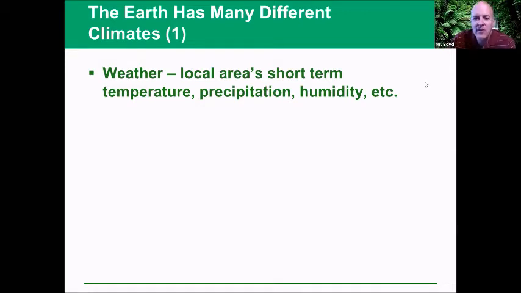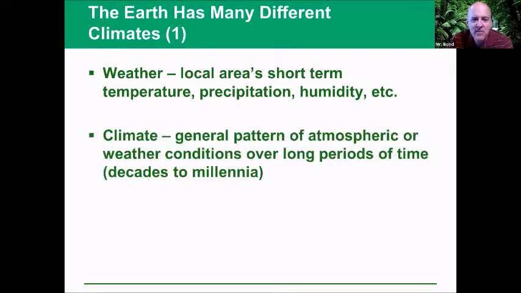Weather is a local area's short-term temperature, precipitation, humidity, etc. If you look outside and see what's going on outside, that's the weather. Okay. Climate is different. Climate is a general pattern of atmospheric or weather conditions over long periods of time. We're talking decades to millennia, long periods of time. Depending on what type of research you're doing, it may be shorter term, longer term, but it's not just this week or even this year.